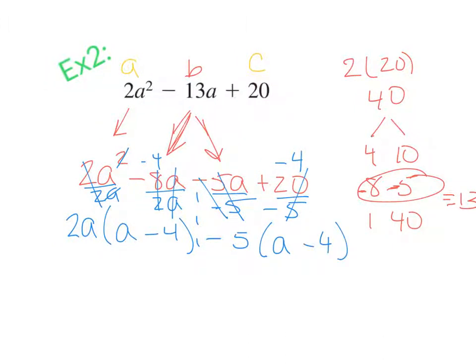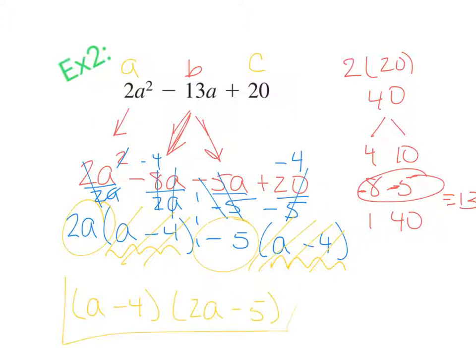Okay, so now I see I have my binomial GCF. I'm going to pull that out, a minus 4, and because I took it out, it's gone, and I'm left with 2a minus 5. And that's my factoring.